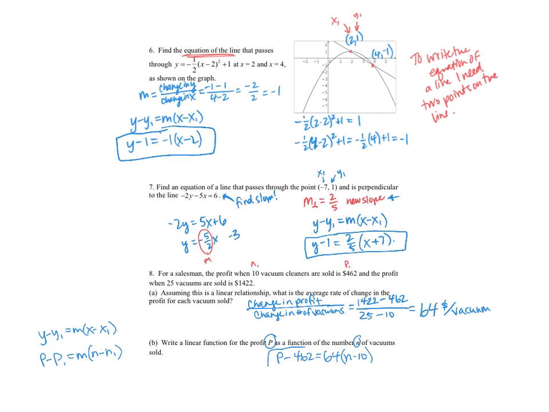So I can stop there, or maybe we'll go ahead and reduce that a little bit. So I get p is equal to 64 times n, so multiply that 64 into both of those. So I'll have 64n minus 640, and I can add that 462 over. So I end up getting p is equal to 64n minus 178.